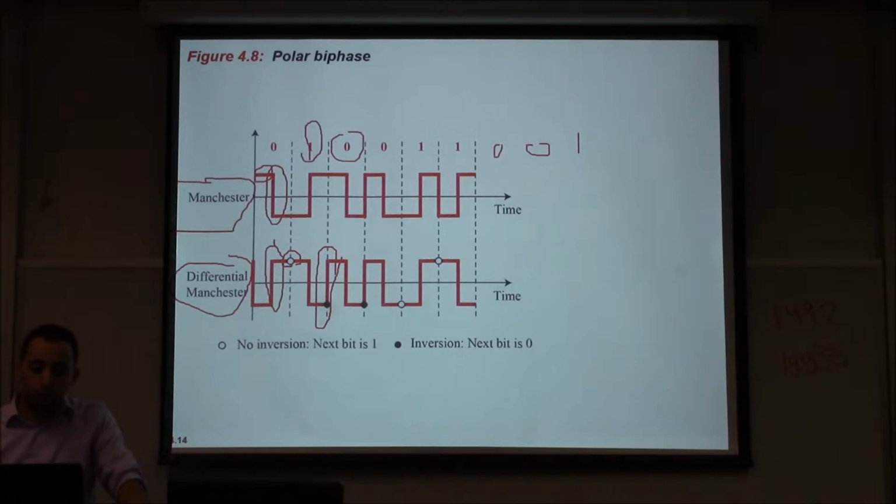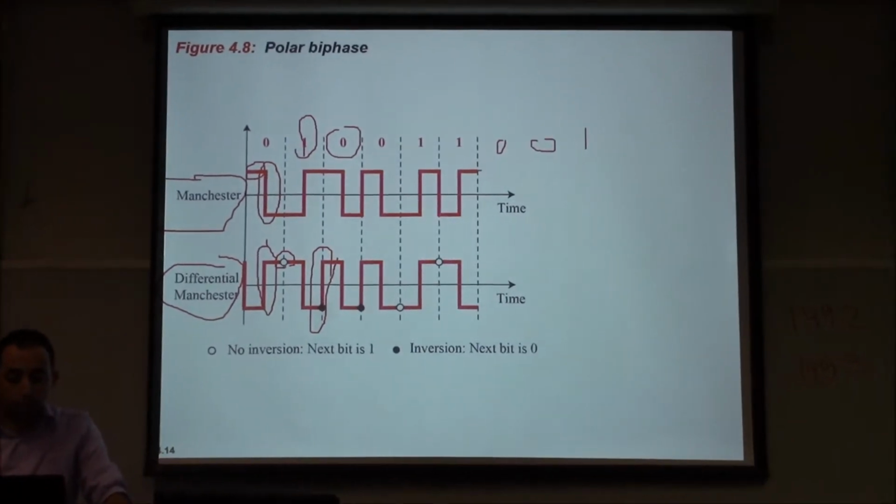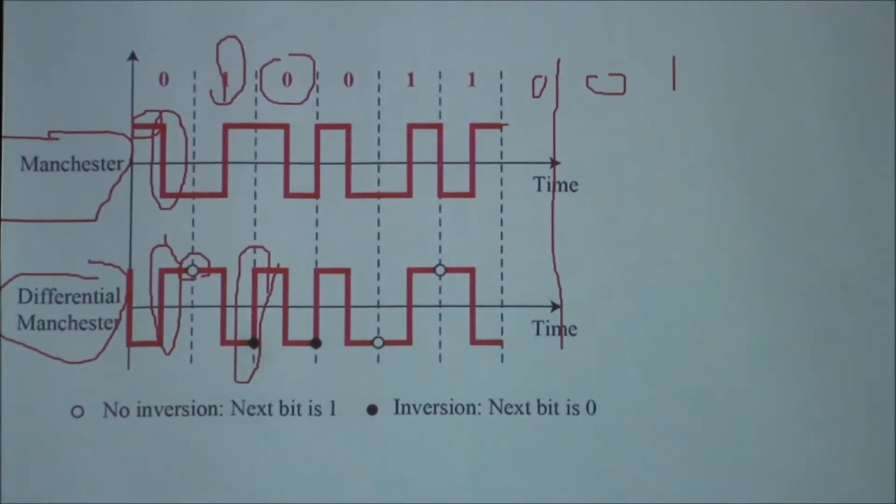If we have 0, 0, 1, for 0 we'll go from high to low. Let's put the interval here. So we'll go from high to low. Then we have 0 again, so we have to go high to low. Then we have 1, so we'll do low to high.